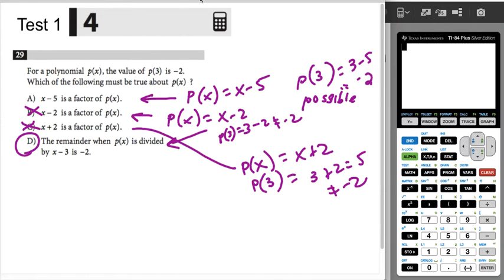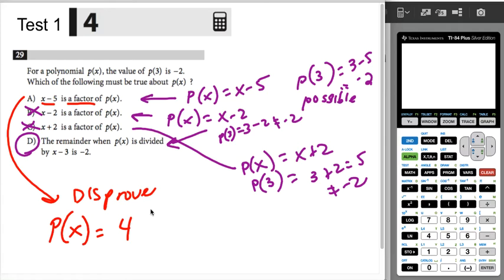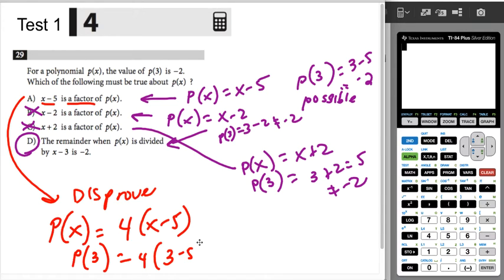So then the question is, is it A or D? Now, I know it's D because I remember this about factors, but let's see if we can disprove A. They're saying that x minus 5 has to be a factor. Well, what if I made p of x 4 times x minus 5? Then p of 3 would be 4 times 3 minus 5, which is negative 8, which is very clearly not negative 2. So I don't have to have x minus 5 as a factor. That's false, so the answer is D.